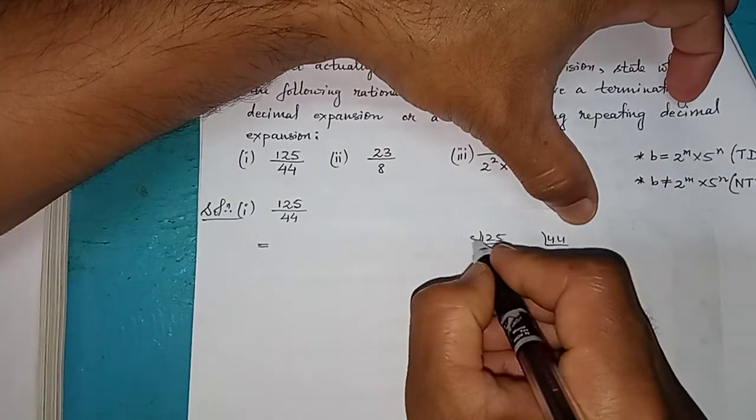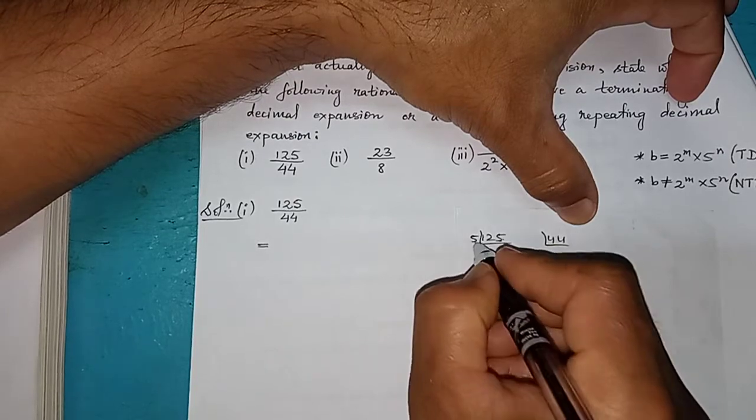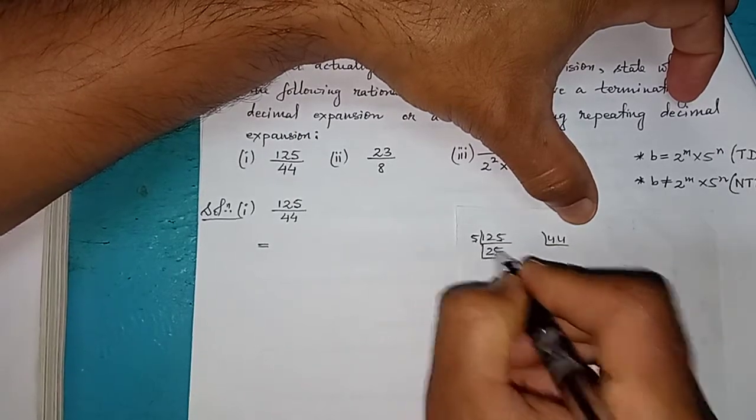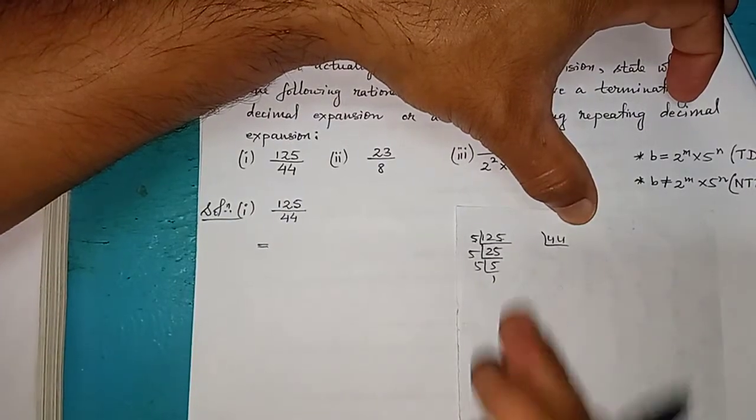And yes, we can divide by 5 because the number ends in 5. So 125 divided by 5 is 25. 5 2s are 10, 5 5s are 25. 25 is a multiple of 5, 5 5s are 25, and 5 1s are 5. Okay, so we have done the prime factorization of 125.